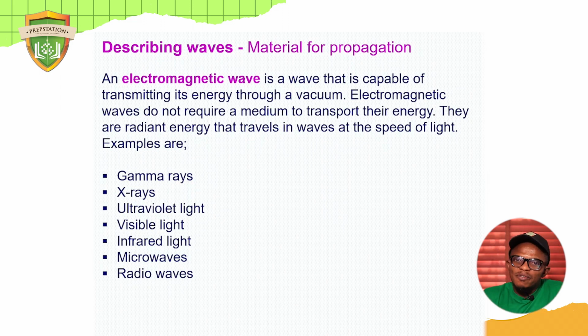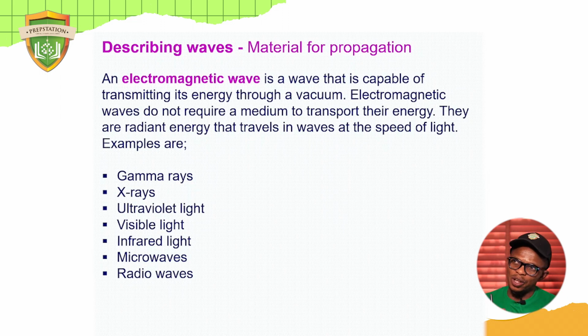So an electromagnetic wave does not require air, it doesn't require liquid, it doesn't require solid. It can be transmitted, okay? That means it can be transmitted in space. And that is the reason why signals of radio waves in space are possible. You can transmit signal from Earth to space and from space to the Earth because it does not require a material medium. Electromagnetic waves do not require a material medium to transport their energy. I've said that already. They are radiant energy that travels in waves at the speed of light.